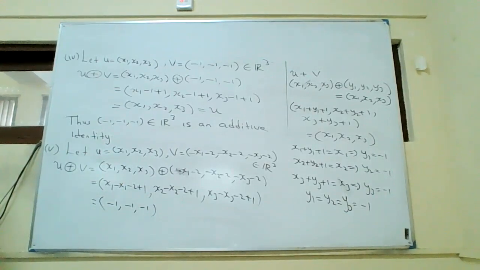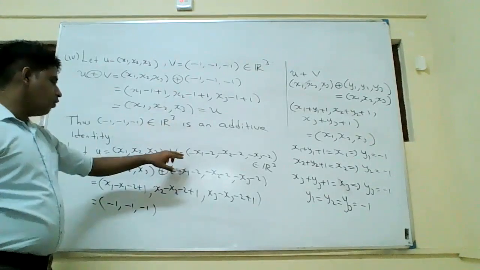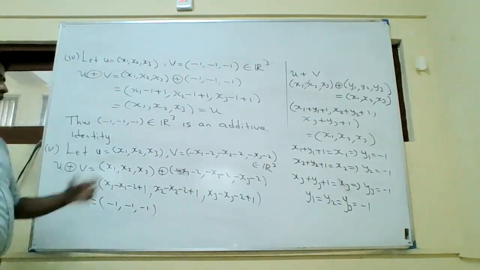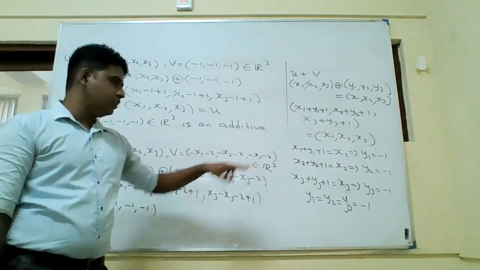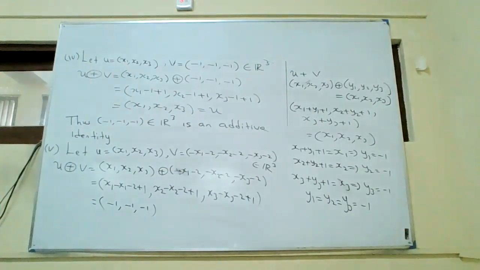Somebody can ask the question: how can we find this inverse? For this we can roughly work it out. Then you can find y1, y2, y3, like the previous one. We will do that part now.